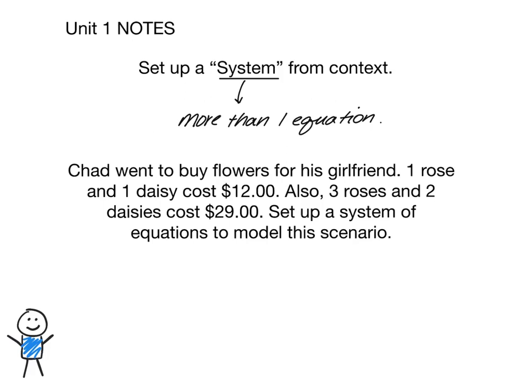So let's just start. It says he went to buy flowers, 1 rose. Now think of a variable that we could use in place of rose. I'm going to use the letter R. So I'm going to start with saying 1 R and 1 daisy. Think of what variable you could use for daisy. I'm going to use a D. 1 rose plus 1 daisy cost a total of $12. We've set up one equation.